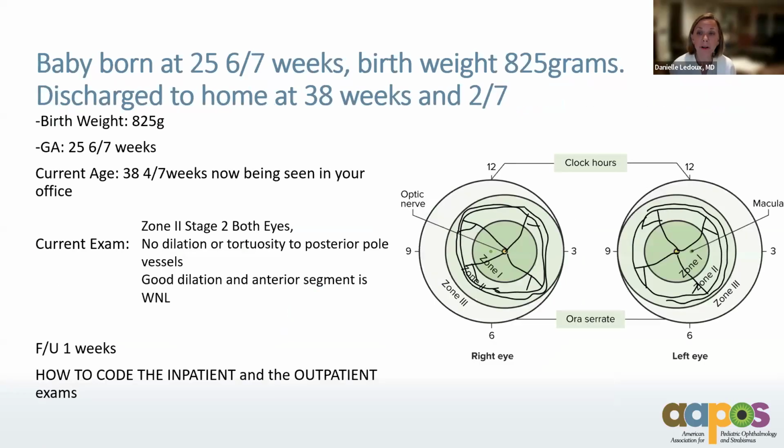So for recommended follow-up in that period of time, the child got discharged from the NICU and came back to your office at 38 and 4/7. You noted on your dilated eye exam, the child now is zone 2, stage 2 in both eyes. No significant change at that time to the posterior pole vessels. You had nice dilation, normal anterior segment exam. So you recommended follow-up in 1 week because of the progression. So let's discuss how we code both the inpatient and the outpatient exams.